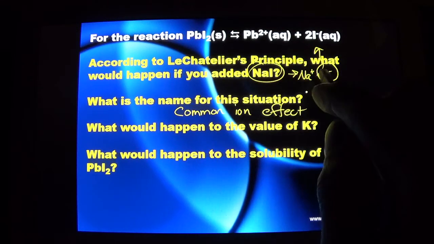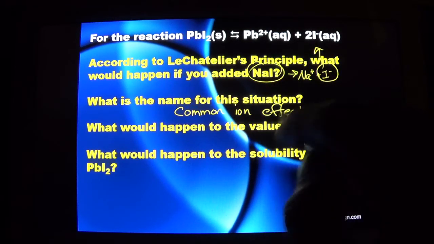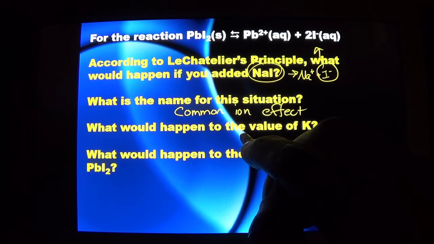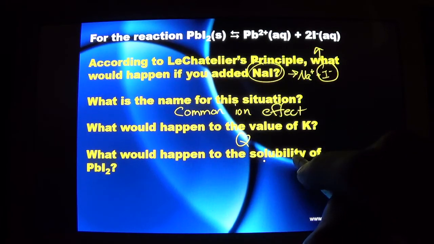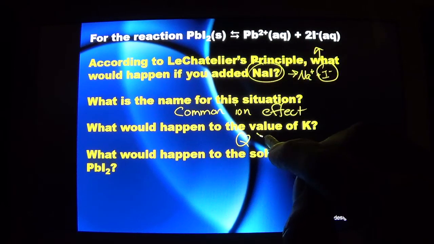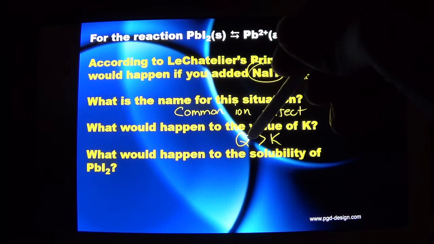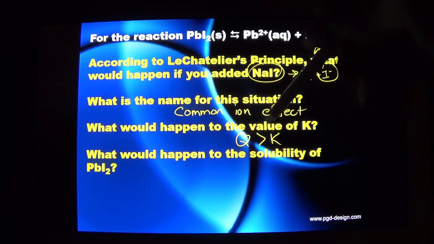What would happen to the value of K if I'm adding in I minus? It doesn't change K, but it certainly now is not at equilibrium. I'd have to write a Q. And Q is, because I'm adding product in, only going to be greater than K. So be very careful. What happens to the value of K? Nothing happened to the value of K if I add iodide. Only thing that can change the value of K is temperature change. But I am most certainly kicking it out of equilibrium. It's no longer at equilibrium. It's now a Q, and Q, because I'm adding product, is greater than K.